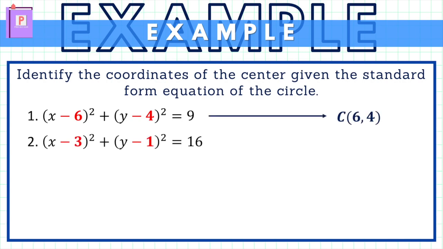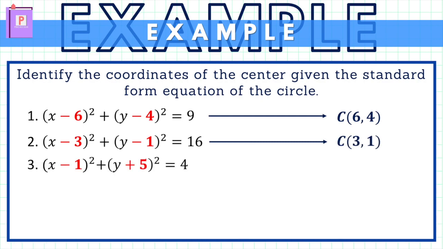For this equation, we have the quantity of x minus 3 squared plus y minus 1 squared is equal to 16. So we have negative 3 and negative 1. Then reversing the sign, the center is 3, 1.